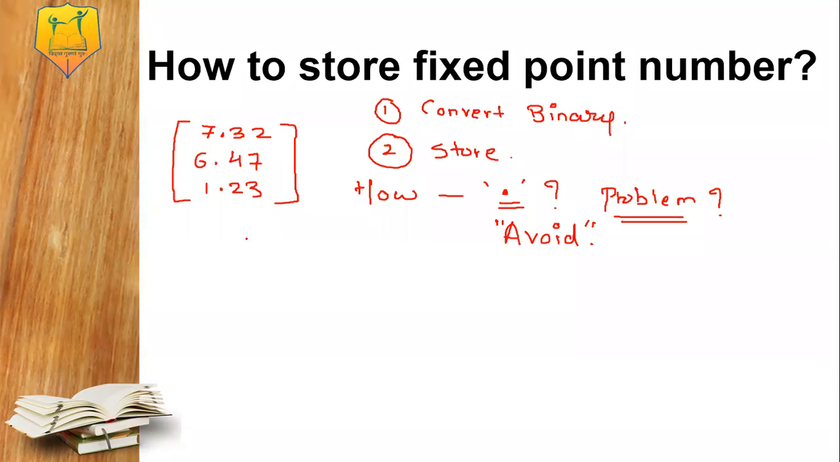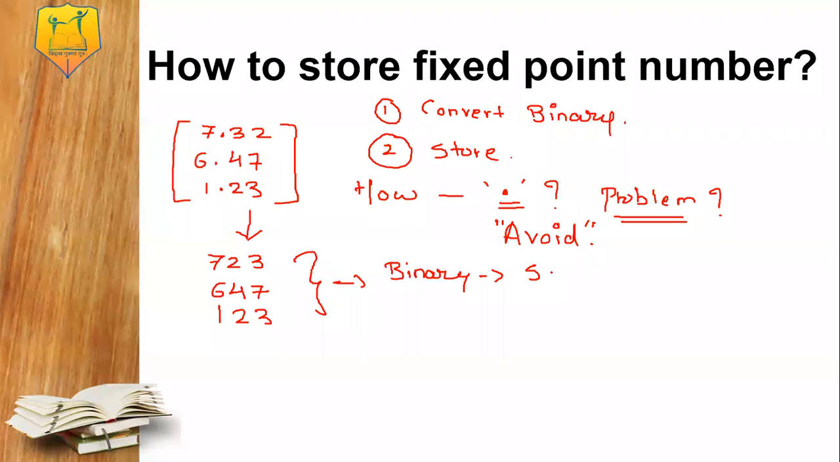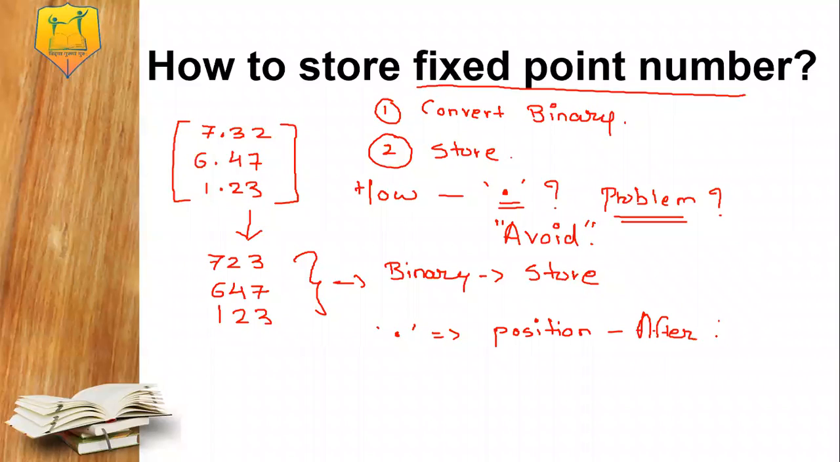It's a simple matter: what number does it become? 723. This number becomes 747. And this number is 123. Now it's quite simple. Convert them into binary and then store them. So in this way, we are storing our fixed point numbers. Now you are saying, ma'am, what about this dot? So guys, let me remind you, in a fixed point number, the dot is fixed. The position of the dot is obviously fixed, which is after the first digit.